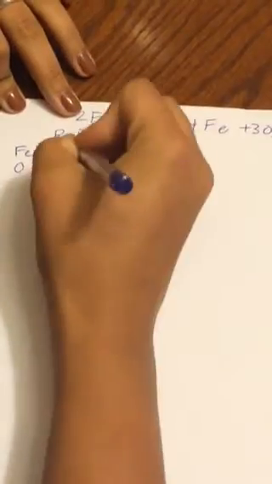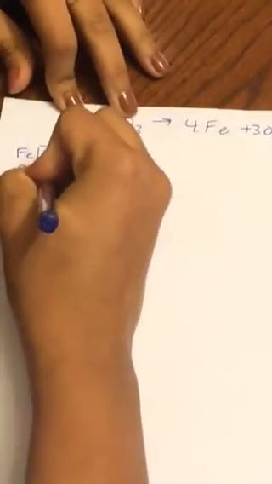So over here, if I make my reaction product chart, I have iron, Fe, and O. On the reactant side, I have 4. On the product side, I have 4. On the reactant side, I have 6 oxygen, and on the product side, I have 6 oxygen. So there's nothing left for us to balance.